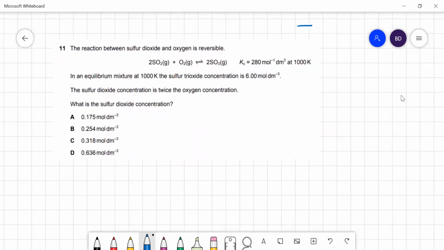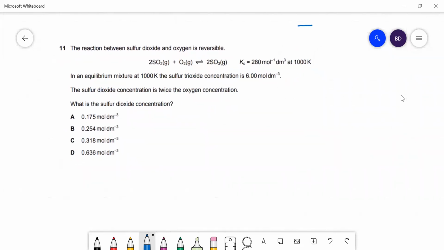And more on equilibria. Okay, the reaction between sulfur dioxide and oxygen. Here we've got that there, and they give us the value for Kc. In the equilibrium mixture, the sulfur trioxide, they give us that, okay, and the sulfur dioxide concentration. Well, we've got to write down the expression for Kc first of all.